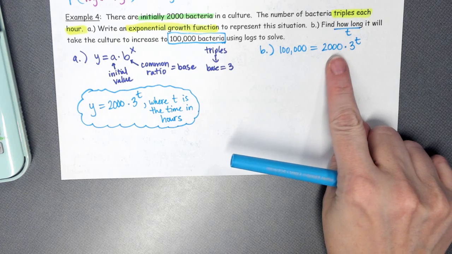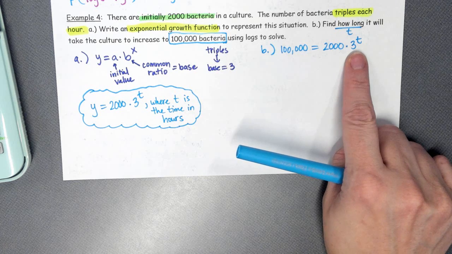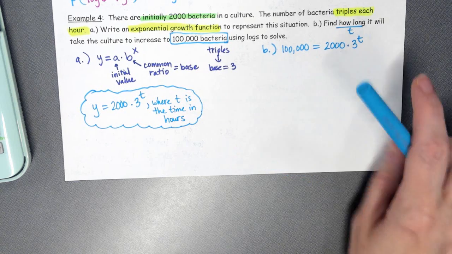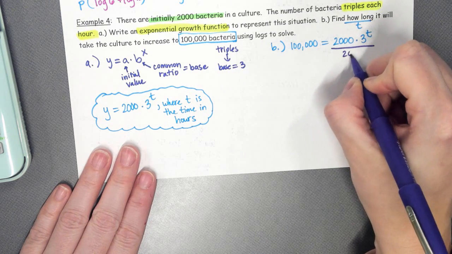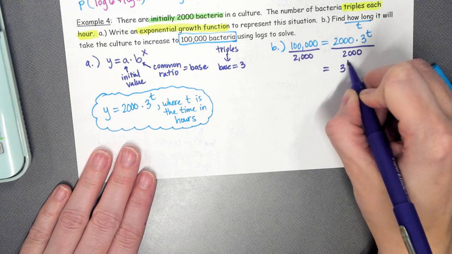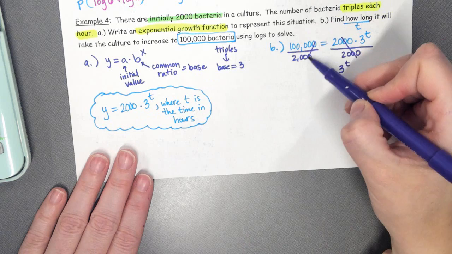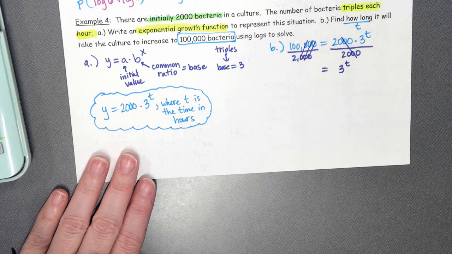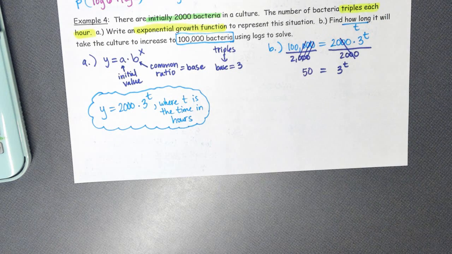So if you have a value that's multiplied to your exponential function, what you have to do is move this over. So we're going to move it over using division. So we're going to divide both sides by 2,000 so that we have the exponential part by itself. So we have 3 to the t alone here. And when you're dividing, if you have zeros, you know you can just divide those out, right? So 100 divided by 2 is 50. Now we have a problem that looks exactly like the ones above. That's just a little simpler than the ones above.